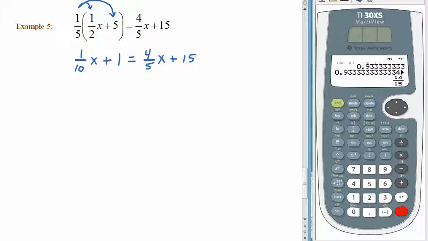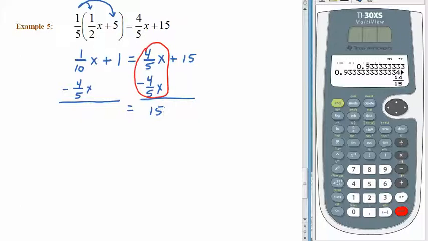Okay, let's see how things are comparing here. To move the 4/5 of an x over to the left-hand side, we have to subtract it from both sides. Remember, the equals stays right there in the middle. It never gets to move. We see those nice opposite terms that make a big fat 0. The right-hand side has only 15 left.